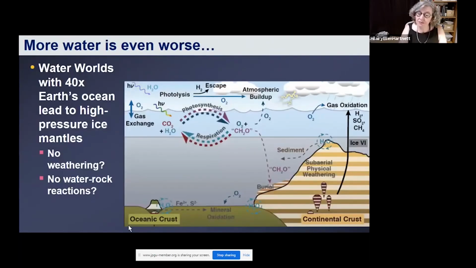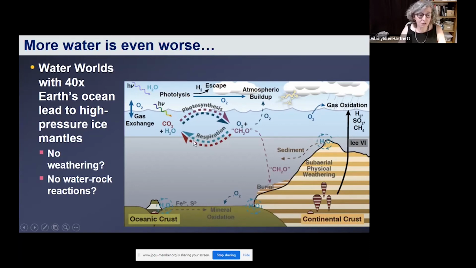More water than the 5 oceans that I added in the first part of the model doesn't make it any better. So this is a water world with 40 times Earth's ocean, getting closer to something like one of the TRAPPIST planets. In this case, the ocean is much deeper, deep enough that you form what's called a high pressure ice mantle at the bottom of this ocean. That high pressure ice mantle really reduces weathering to almost nothing, particularly on these continents, and it may even reduce water-rock interaction at the seafloor.